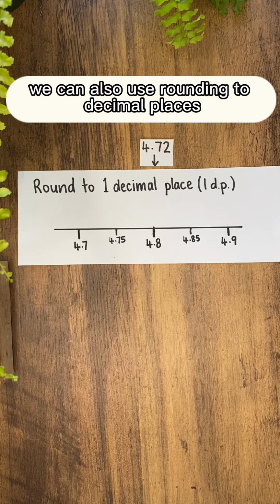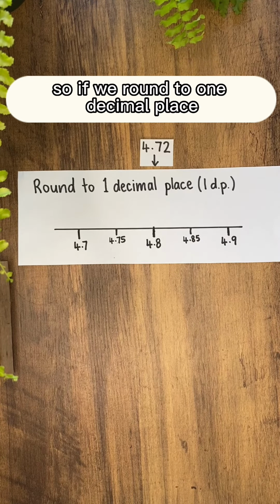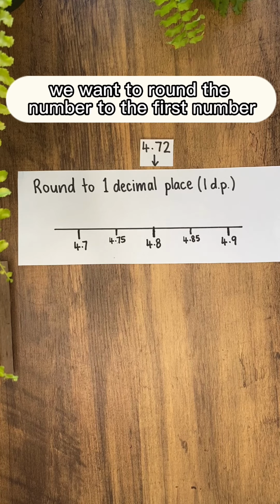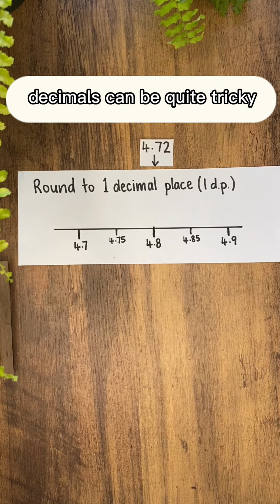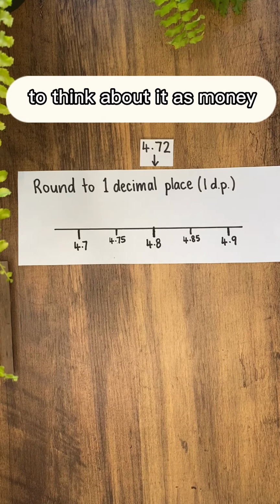We can also use rounding to decimal places. So if we round to one decimal place, we want to round the number to the first number that comes after the decimal point. Decimals can be quite tricky. It can be useful to think about it as money to start with.